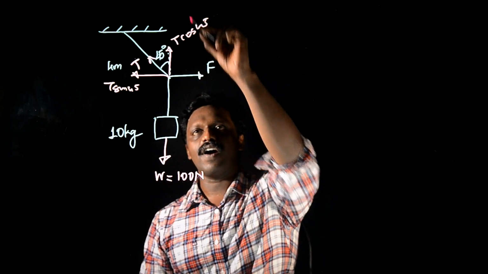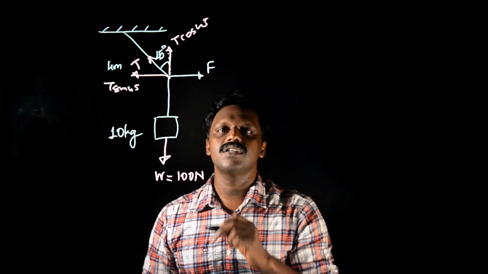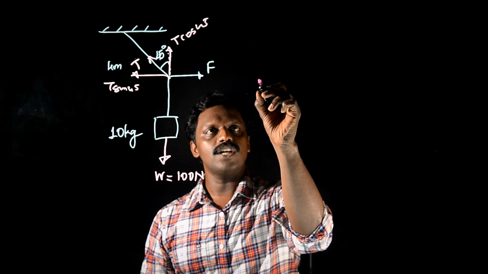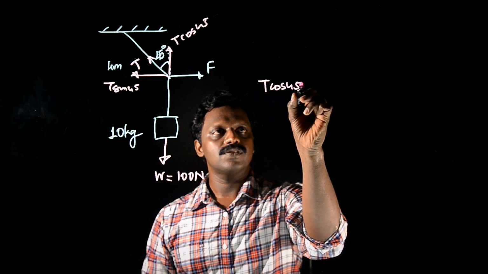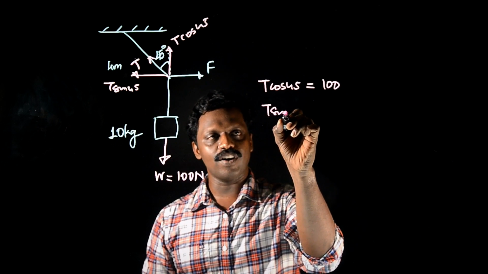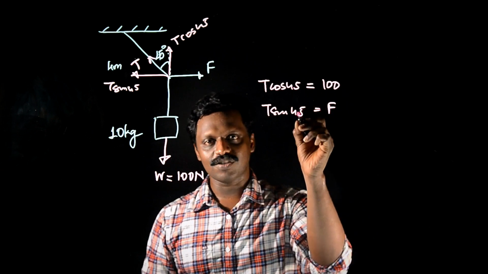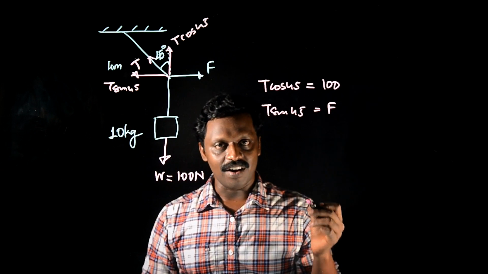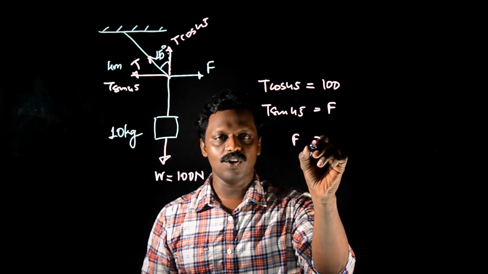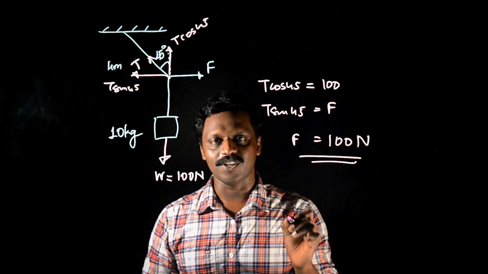So T cos 45, the vertical component of the tension on the upper part, will balance the weight, and the horizontal component balances the force. So T cos 45 is equal to 100 Newton and T sin 45 is equal to F. Since both T cos 45 and T sin 45 are equal to 1 by root 2 times T, we have F equal to 100 Newton. So the answer is option 1.